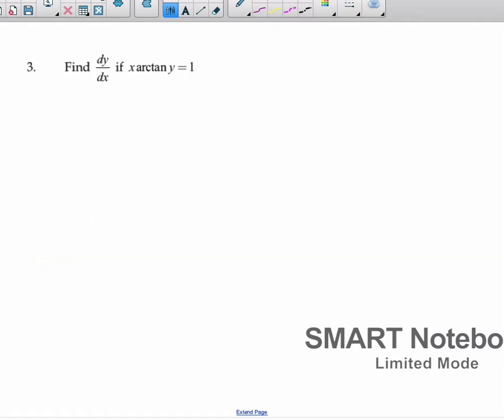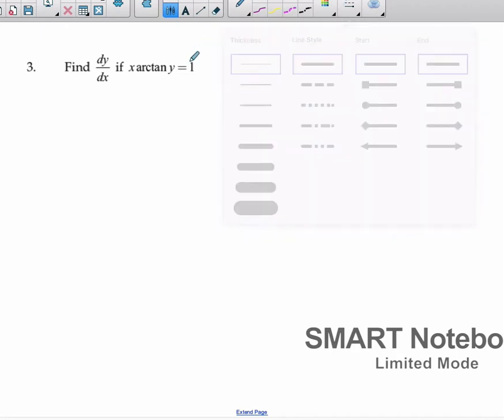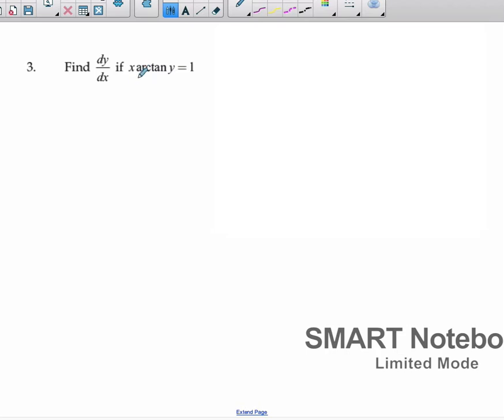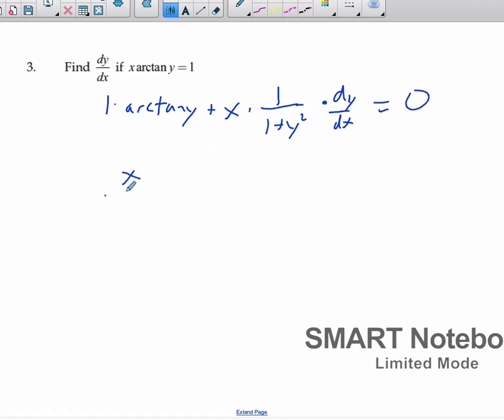Okay. Next, we're going to do this example, and we're going to have to use implicit differentiation. Okay, and on the left, we have a product of two functions, so we're going to use product rule. So the derivative of x is just 1. And then the derivative of arctan y is going to be 1 over 1 plus y squared. But by chain rule, we do dy dx as well. Okay, equals 0. And if you want to solve for dy dx, well, we have x over 1 plus y squared dy dx equals negative arctan y.